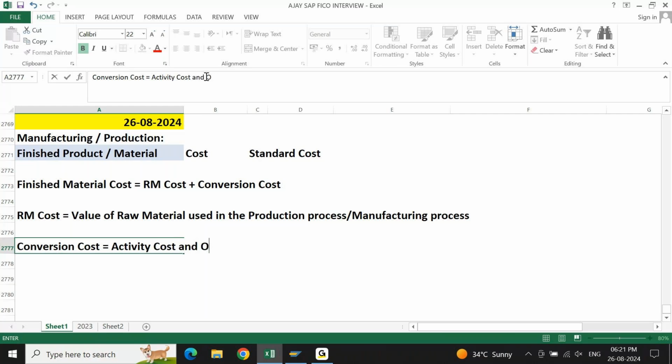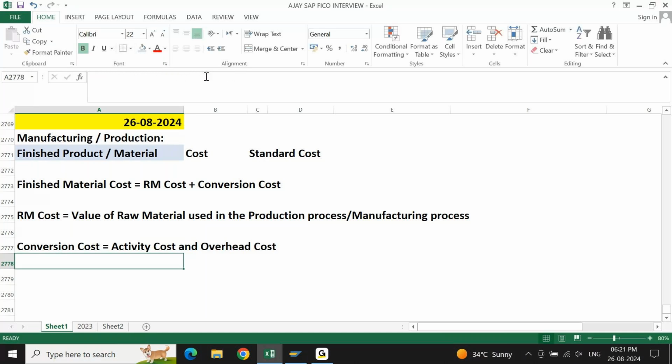Okay. Can I say the activity cost and overhead cost? Is it okay if I put this? Can I say conversion cost is equal to my activity cost and my overhead cost? Is it correct? Yes, sir. Right? Now, what is this activity cost? What is this overhead cost?